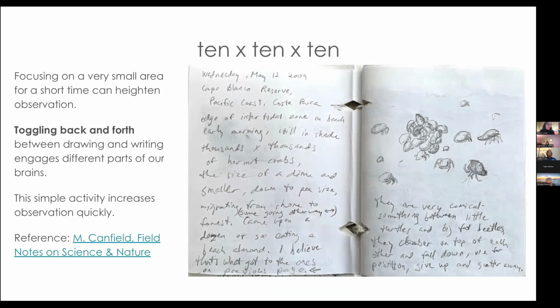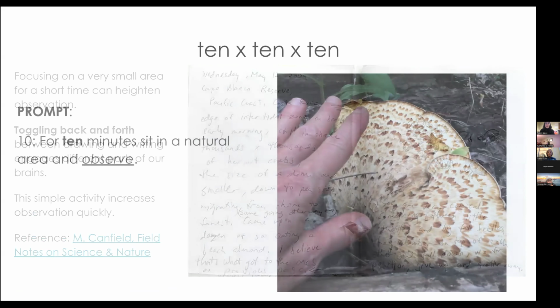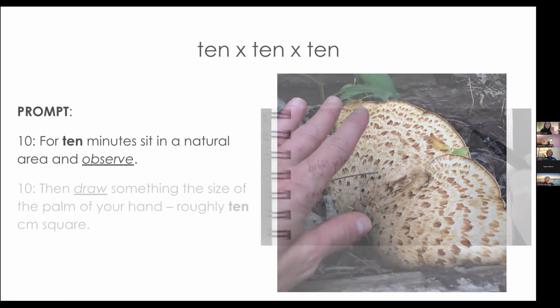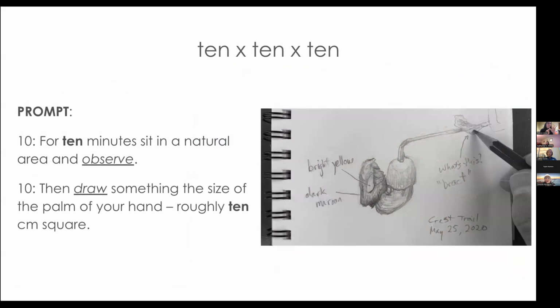A more formal way to do this is a little exercise I call 10 by 10 by 10. This is a way to bring everybody's attention in, to zoom in on a small place. I ask folks to draw for 10 minutes and look at something about 10 centimeters, roughly the size of the palm of your hand. I also call it a palm of hand drawing.